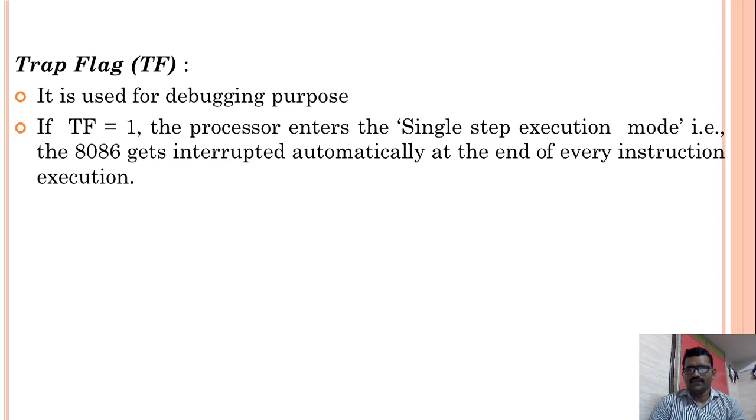So if TF is equal to 1, then the 8086 microprocessor will enter into single step mode. Otherwise, if TF is equal to 0, the 8086 microprocessor will execute all the instructions in the program. So this is about the flag register organization and the flag register of the 8086 microprocessor.